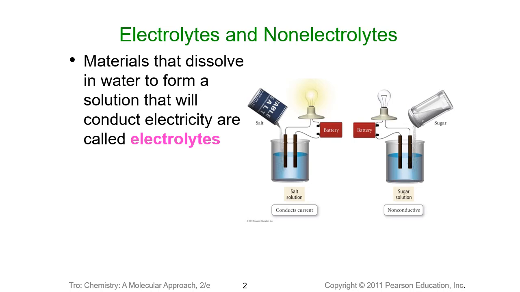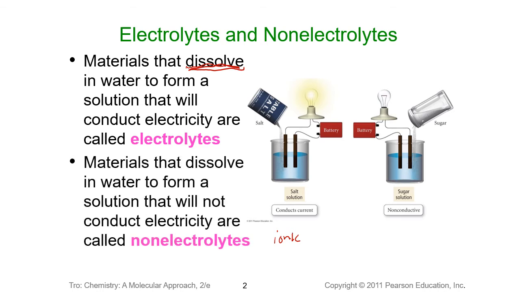So materials that dissolve in water, and they do have to dissolve in order to become electrolytes. When they dissolve in water, if they have ions that can carry electricity, they are called electrolytes. So this is formed from ionic compounds, because they have to have those positive and negative charges to carry the electricity through the solution to light up the light bulb in this case, to conduct electricity.